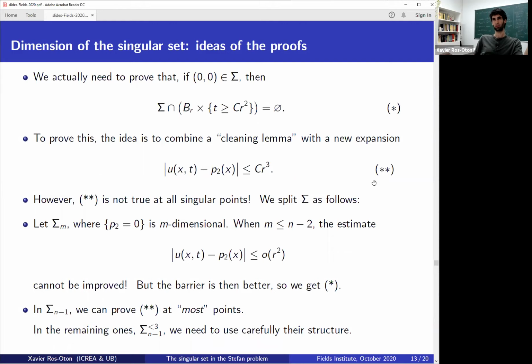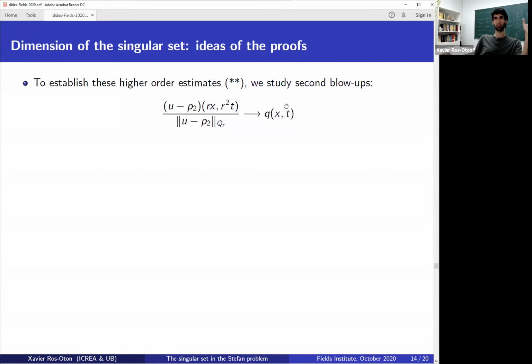and this implies the estimate for the set of singular times. Now, relating this to the talk of Joachim a bit, basically to establish these higher order estimates, we study second blow-ups. So you consider U minus P2, U minus the blow-up, rescaled with the parabolic scaling, and divided by a certain norm in parabolic cylinders. Okay, I'm not being very precise with the norm because it's not important. Okay, and then this converges to a second blow-up that I call Q.